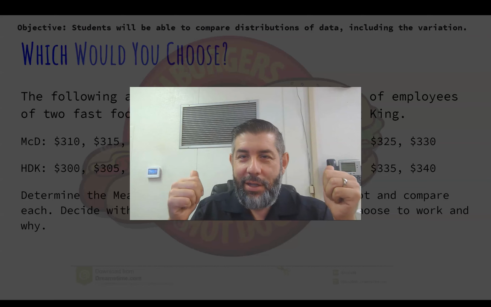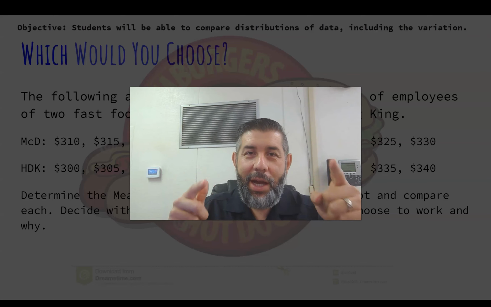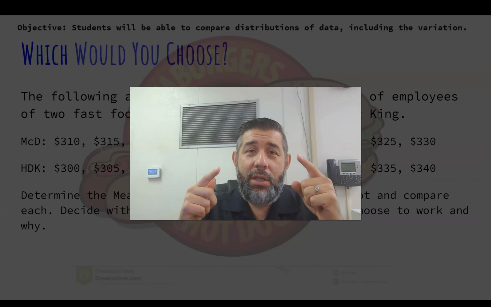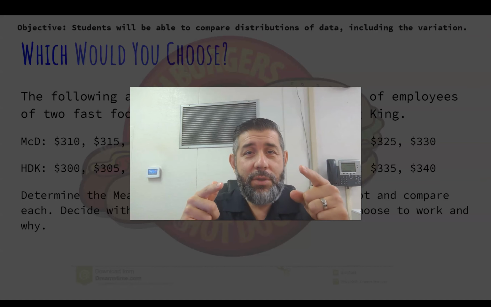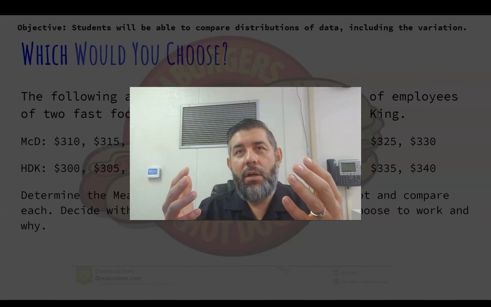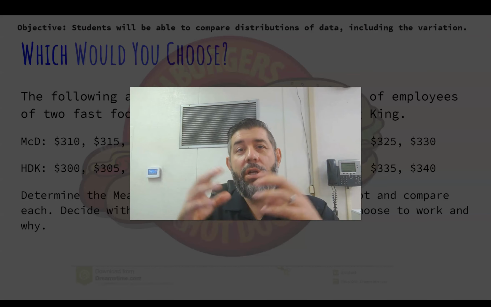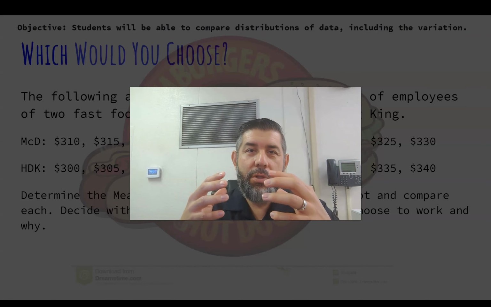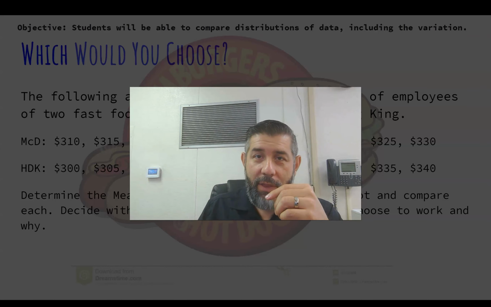That's exciting, isn't it? I'd like to talk to you today about measures of spread. So let's talk about putting together all of our information that we're going to need to describe a distribution of quantitative data. Let's go and take a look at that.